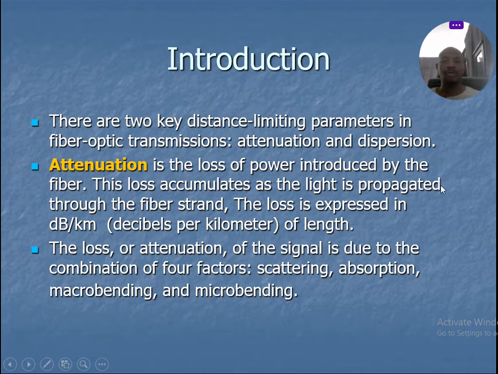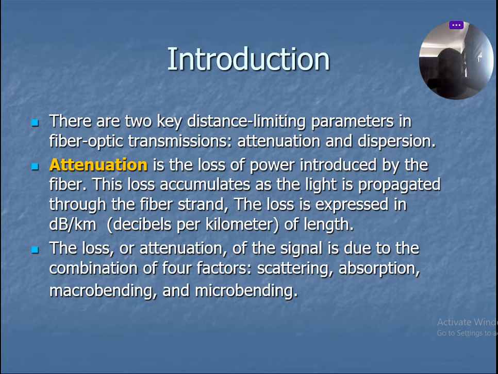Introduction. The first part is to look at the introductory part of this chapter. Here, transmission is being limited by two factors. In computer networks, data that is transmitted is limited by two factors. These are called distance limiting parameters. Now, these two distance limiting parameters in optical fiber transmission, they are what? 1. Attenuation. 2. Dispersion. These are two distance limiting parameters in optical fiber transmission.